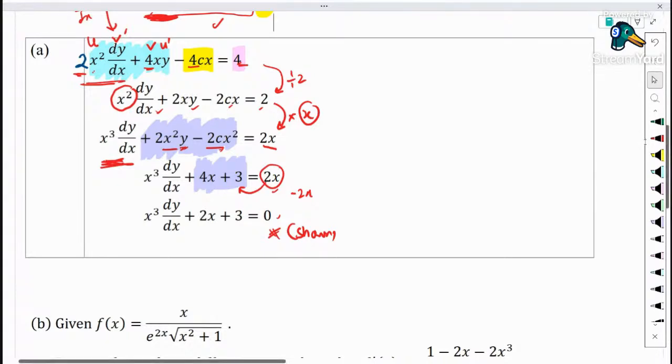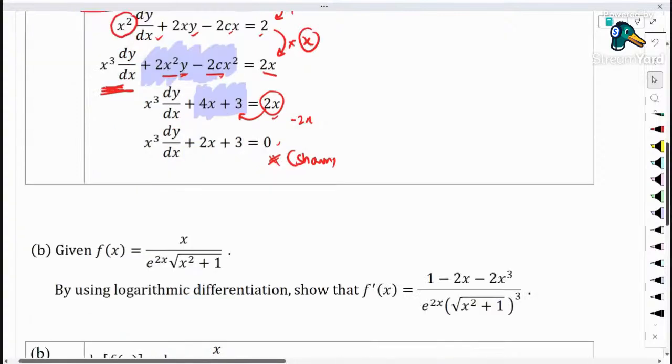Next, part D. Given the function x over e power of 2x square root of x squared plus 1, the question said by using logarithmic differentiation, show this equation. So logarithmic differentiation means I want to differentiate log to solve these questions. And originally in the function, there is no log there.